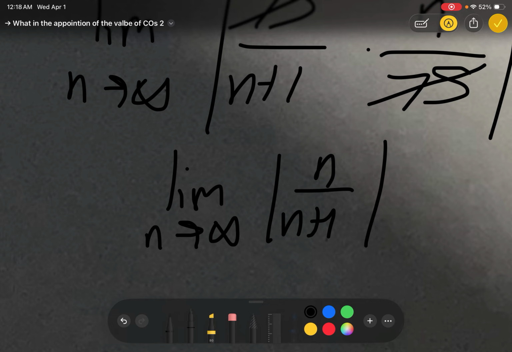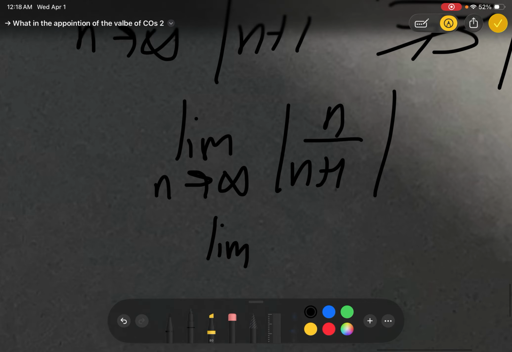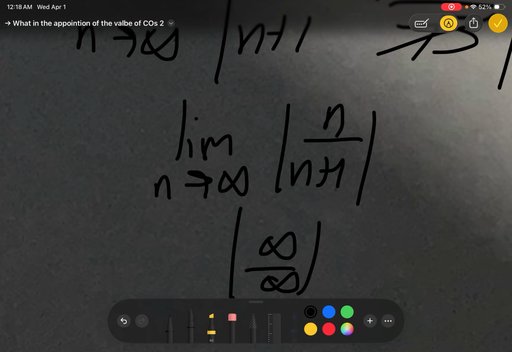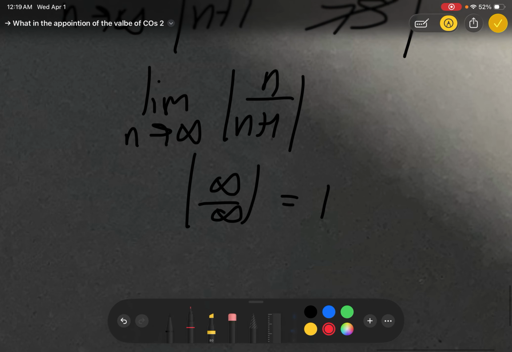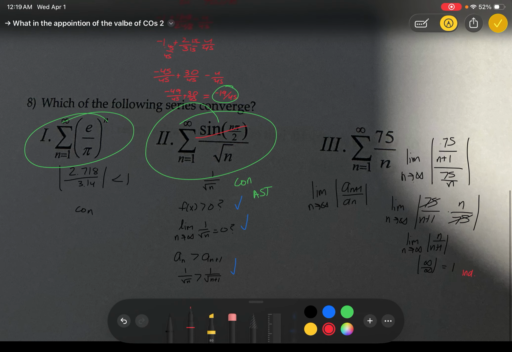If we plug in infinity, actually, you don't need to plug in infinity anymore. It is going to be infinity over infinity, but since we're bounded between these absolute values, that's going to equal 1, which in this case is indeterminate, so this does not converge nor diverge. So only series 1 and series 2 converge in this problem. This concludes question 8. This concludes this page.